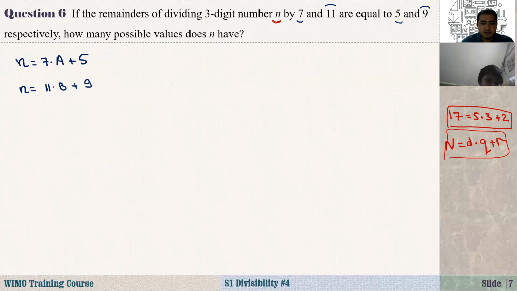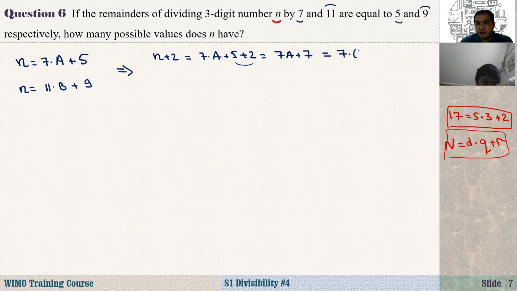Now again, actually we did similar questions before. If I just add 2 to both sides of the first equation, n plus 2, here we have 7 times A plus 5 plus 2. I just added 2 to both sides of the equation. So here we have 7A plus, what is 5 plus 2? It is 7. And 7 is a common factor, 7 times A plus 1, right? What does it mean? It means that if you just add 2 to the number, it will be divisible by 7.